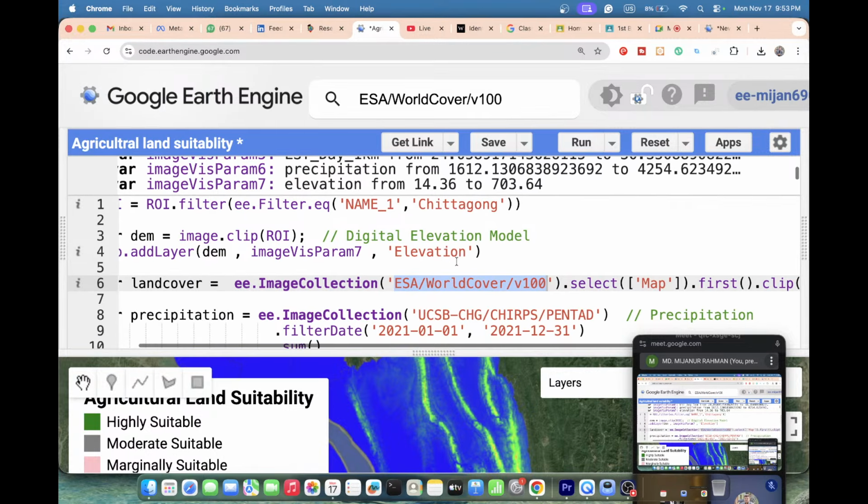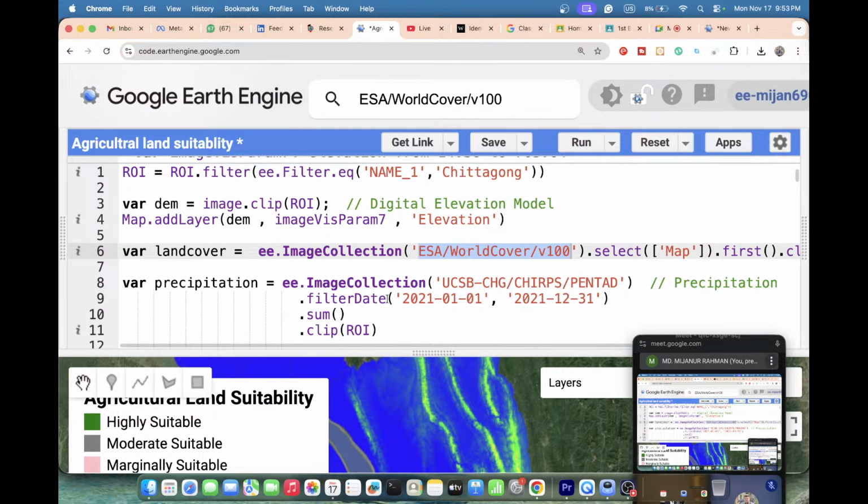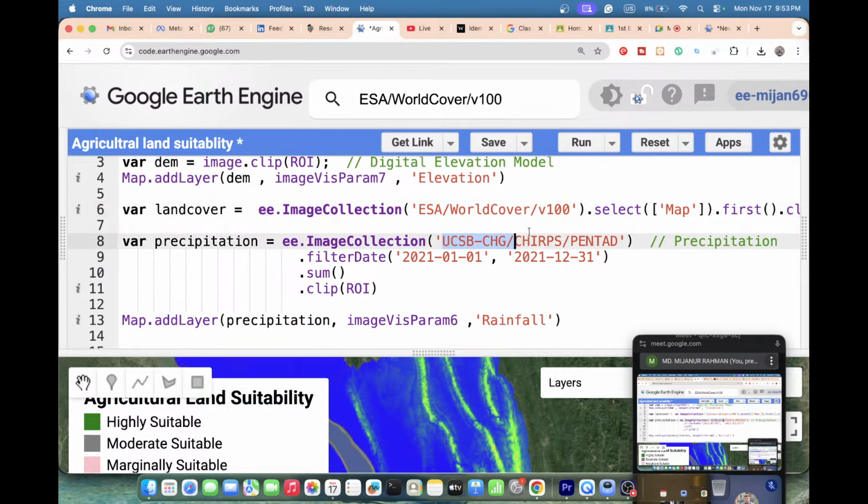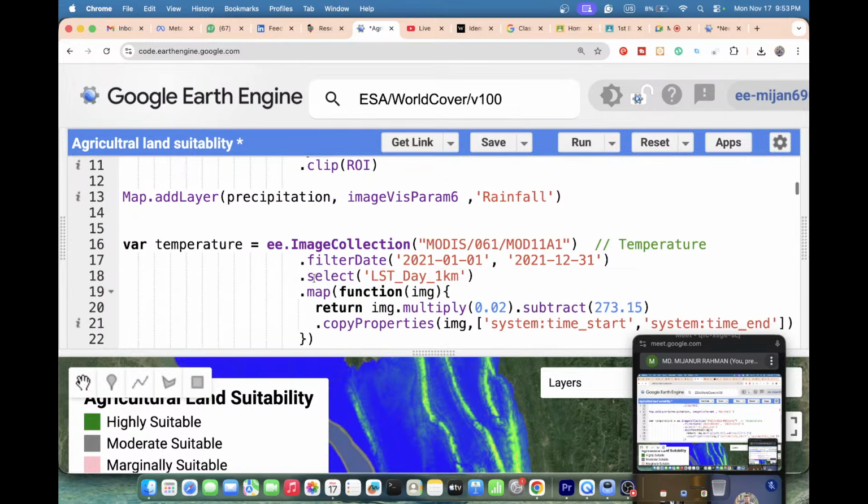And then I create the precipitation. For the precipitation, we take the CHIRPS satellite data. I compute the total precipitation, suppose for the annual, for 1 year. And further temperature. In this case, I use the MODIS LST data set. But if you want, you can also use the Landsat satellite data. We already know how we can easily compute the LST.